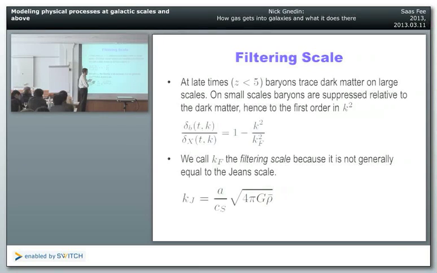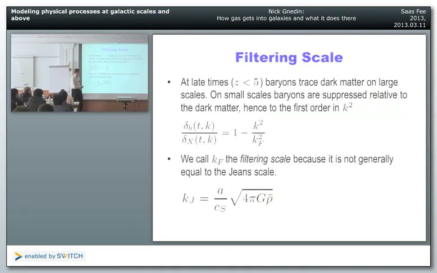Think about this 1 over kf as a coefficient in the front of this term. And of course, there will be other terms, k to the 4th, k to the 6th, etc., but I've just dropped them. So if I write it this way, I can define this scale, which I call the filtering scale. Everyone calls it the filtering scale. And it describes the scale over which baryonic fluctuations are suppressed relative to the dark matter fluctuations in the linear regime. So this scale is not the same as the Jeans scale.